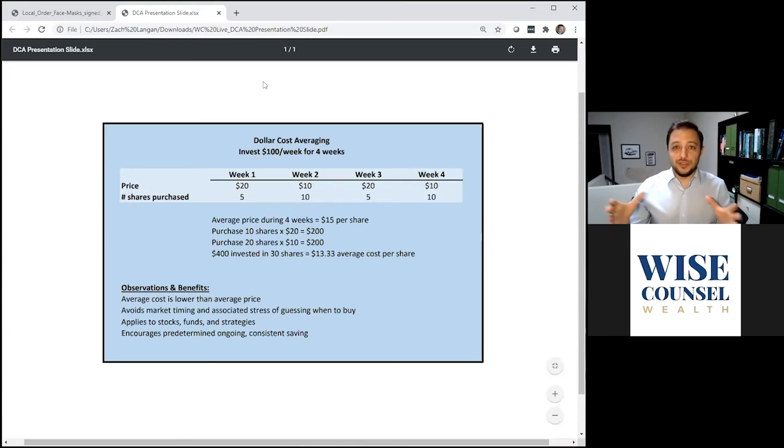What that does over time is it actually makes the cost that you have of buying any investment that you're moving into lower than the average price of the investment. It's kind of a weird phenomenon that goes on there, but let's dive into this example here, and we'll show how that works.